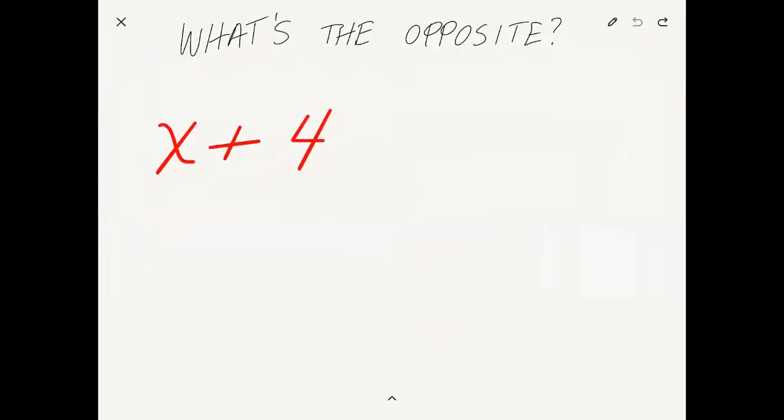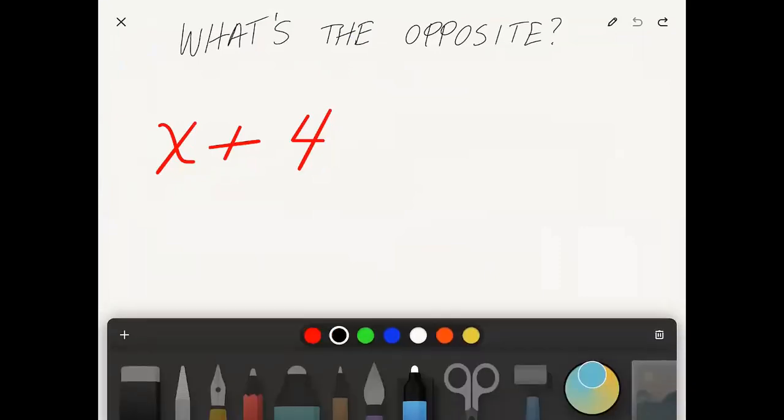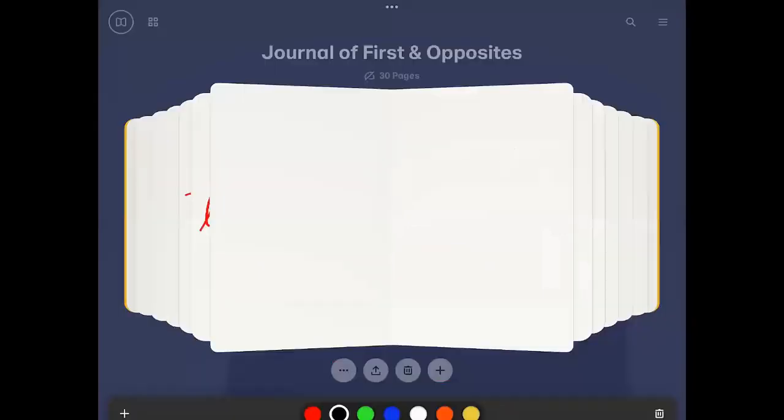Let's see. What's the opposite of adding 4? Well, this one's easy. You would subtract 4. And when you subtract 4, guess what you're left with? You're left with x, 1x, which is what you should be left with. Okay.